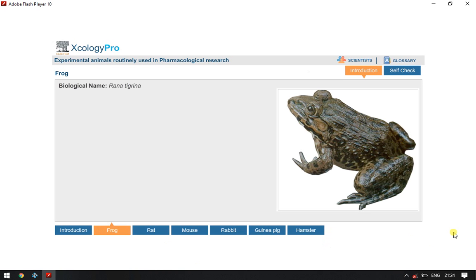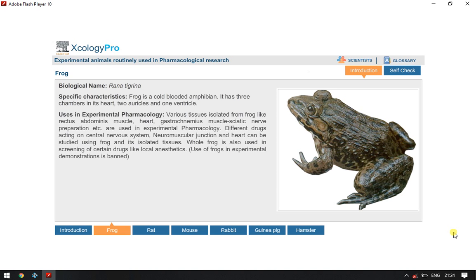Frog. Biological name Rana tigrina. Specific characteristics: frog is a cold-blooded amphibian. It has 3 chambers in its heart, 2 auricles and 1 ventricle. Uses in experimental pharmacology. Various tissues isolated from frog like rectus abdominis muscle, heart, gastrocnemius muscle, sciatic nerve preparation, etc. are used in experimental pharmacology.